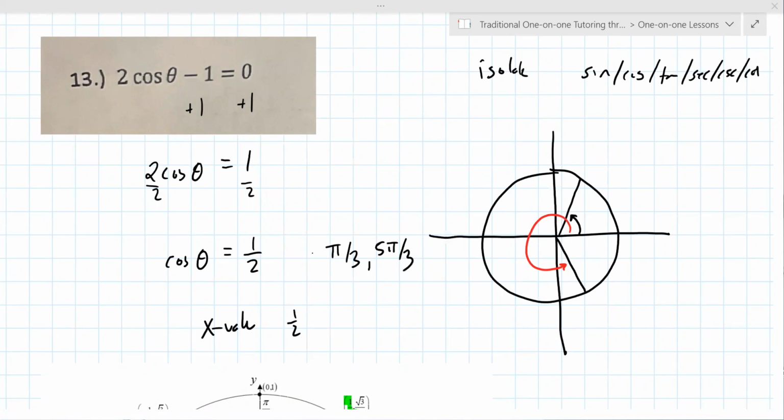All right, so let's look at 22 next, unless there's some more questions about that one. No.